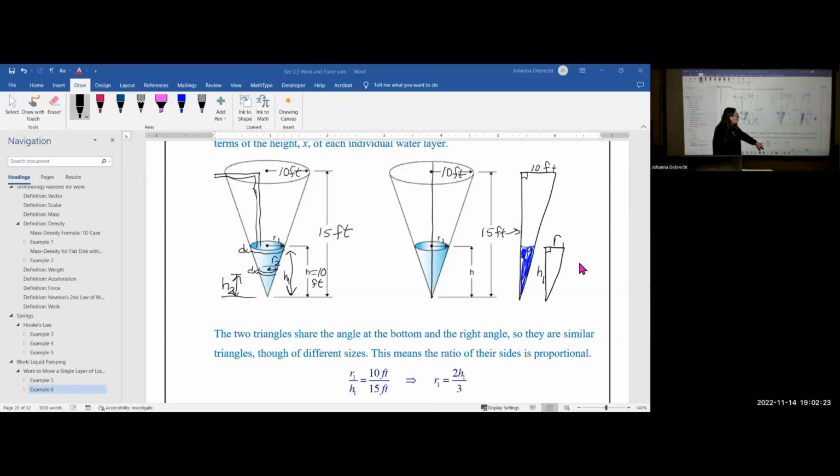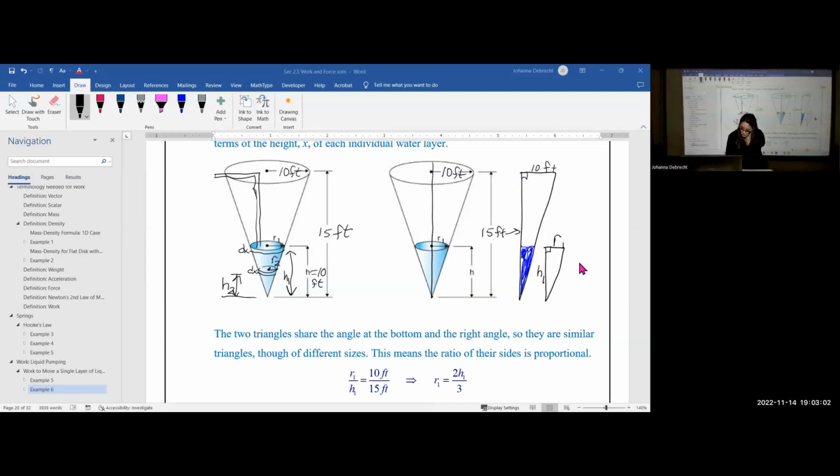I can say that R1 over H1. So I'm measuring the radius over the height of that layer of water, has to be proportional to the radius of the whole tank over the height of the whole tank. Notice I've got both the radii on top and I've got the heights on the bottom. And then this tells me that R1 is equal to 2H1 over 3. And since H1 represents X, really what I have is that the radius is 2X divided by 3. So I have a relationship between R and X.